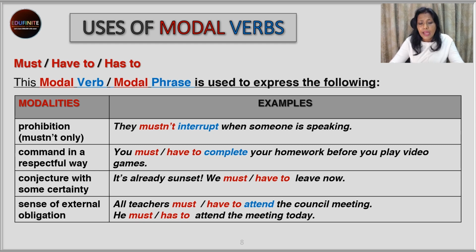Next. He must attend the meeting today. So we are talking about some person and we are saying that he must. That means it's compulsory for him to attend the meeting. Or we can also say he has to attend the meeting. Well, the next set of modal verbs.